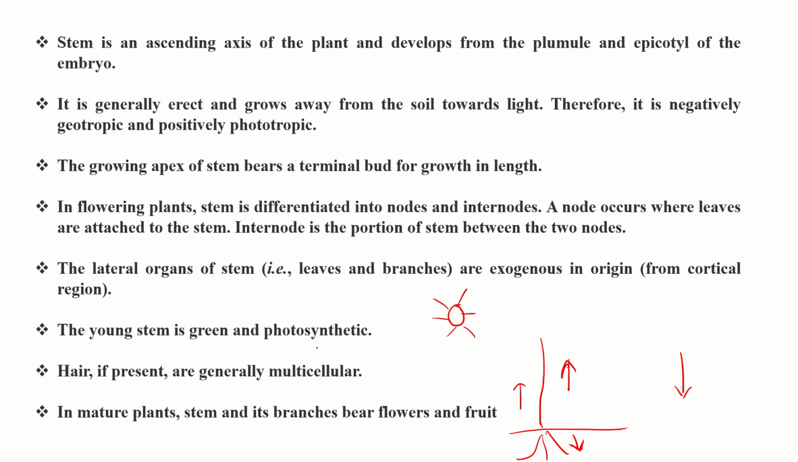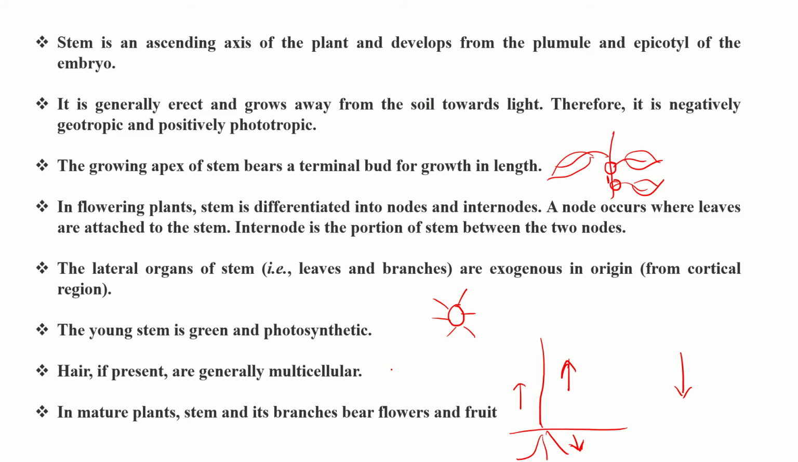A node occurs where leaves are attached to the stem. This is the nodal region. Suppose this is the stem, this is the leaf. This is the nodal region, this one is the nodal region, and this gap, this is the internode. Internode is the portion of the stem between the two nodes.